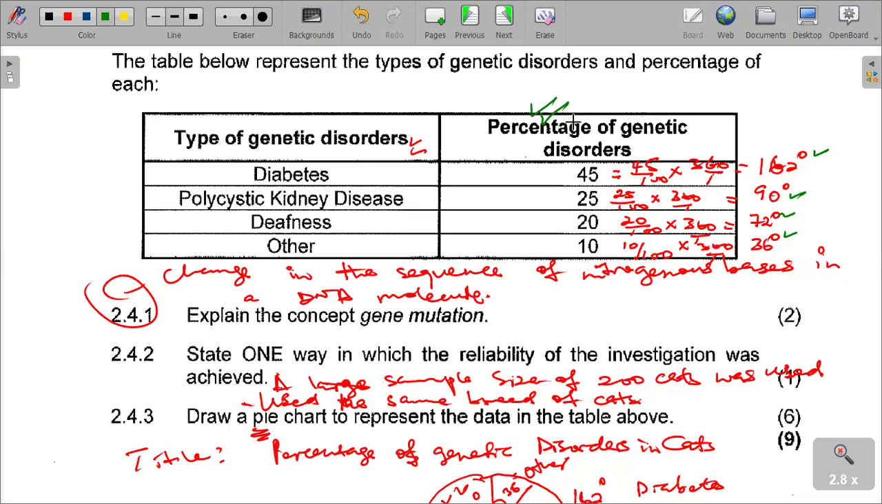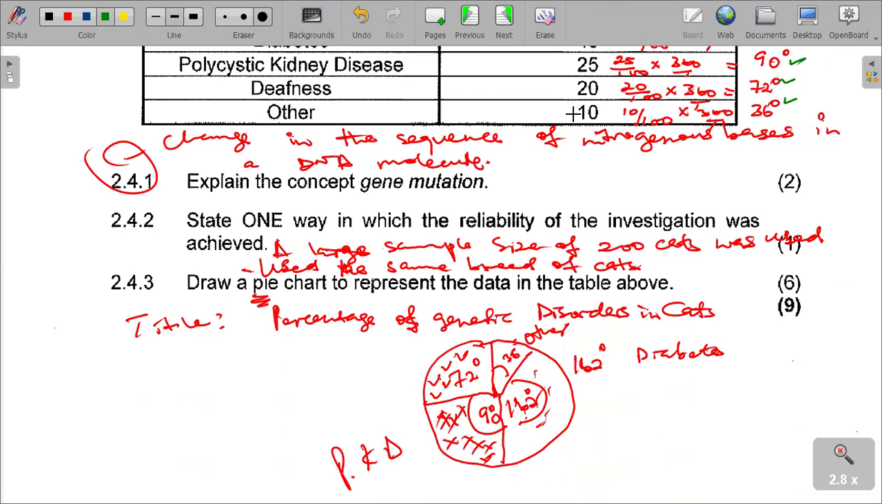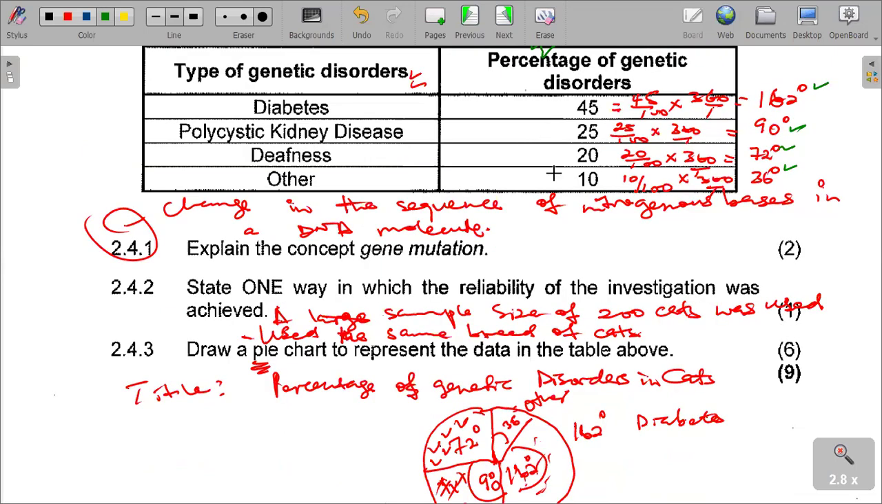So even though we may not have calculated the degrees, the diagram was still going to be drawn, and it was still going to give us the correct answers, because we know that 25% is bigger than 20%, is bigger than 10%, and 45% is the biggest. That's how it is in terms of this. So this is how we were going to calculate the different sectors there.